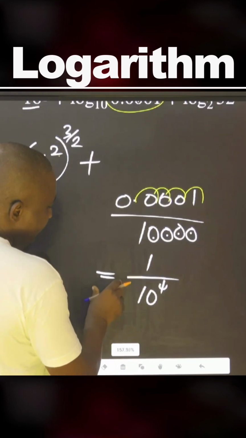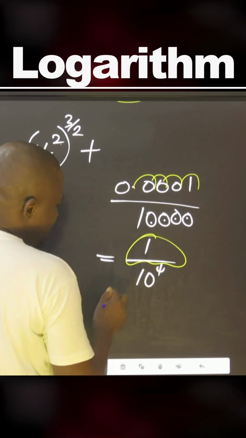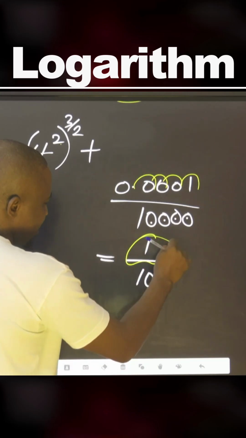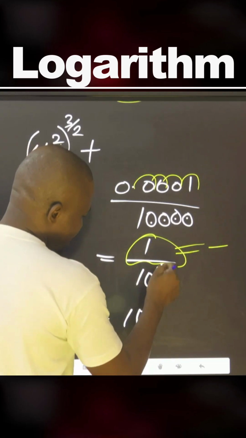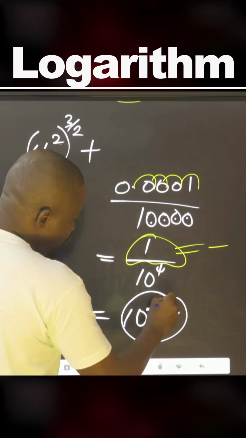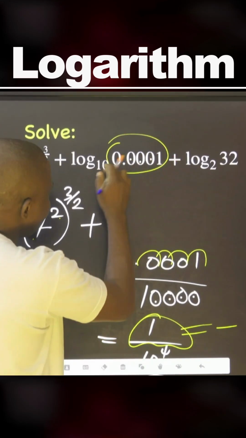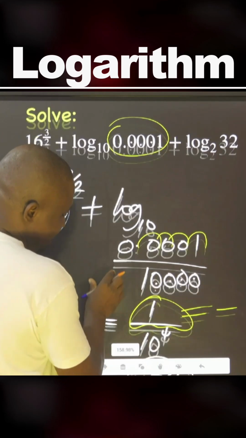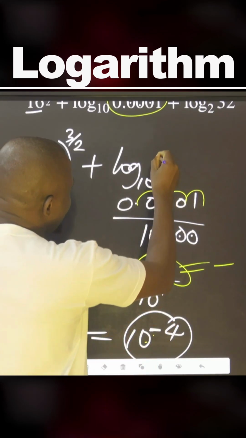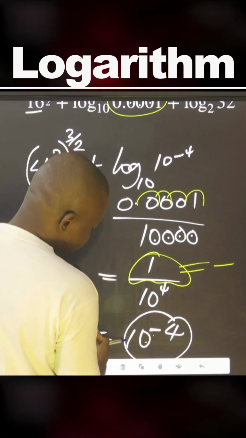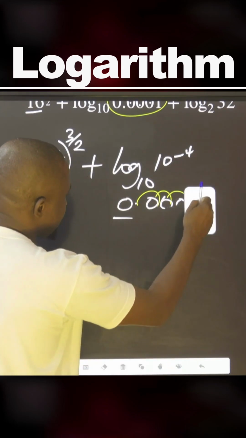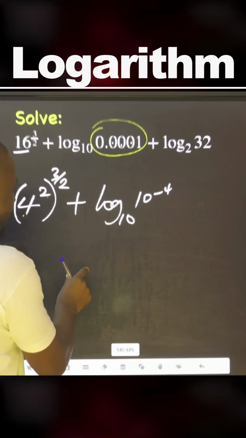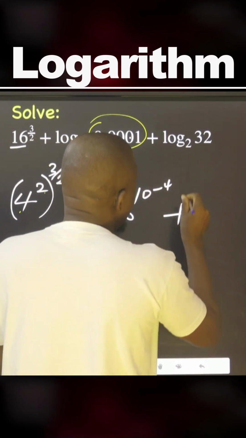Okay? And what is the meaning of this? It means minus. This is giving birth to minus. Then we still put the 4. This is the one I will use to replace this. So I will come here now to say log to the base of 10, that is 10 raised to power minus 4. Let's remove this. Okay?